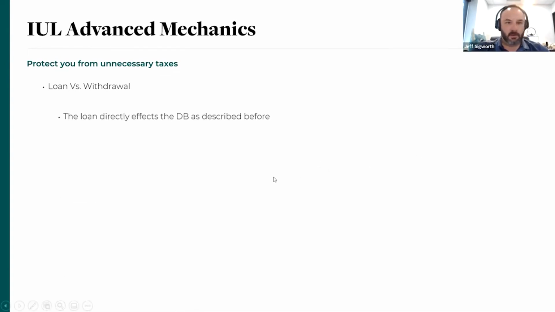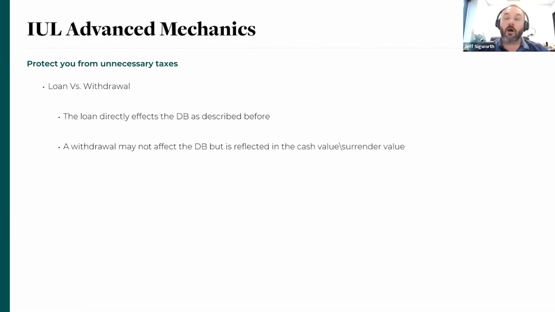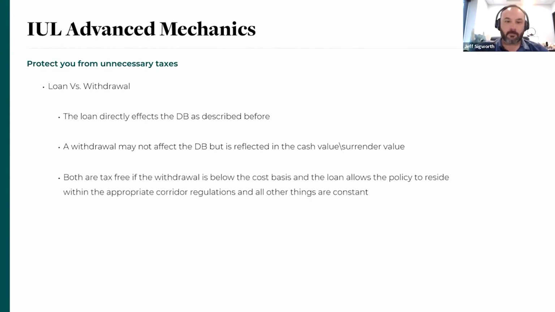I gotta hustle a little bit here. The loan directly affects the death benefit. A withdrawal may not affect the death benefit, but it is reflected in that cash value and surrender value. So now you're playing dangerously, because if you get floor 3 years in a row and you're of an age where that cost of insurance eats up the cash value, you could overloan the policy and you could surrender the policy, which means taxes would be due immediately. Both are tax-free as long as that withdrawal is below the cost basis and the policy stays in force. Okay.